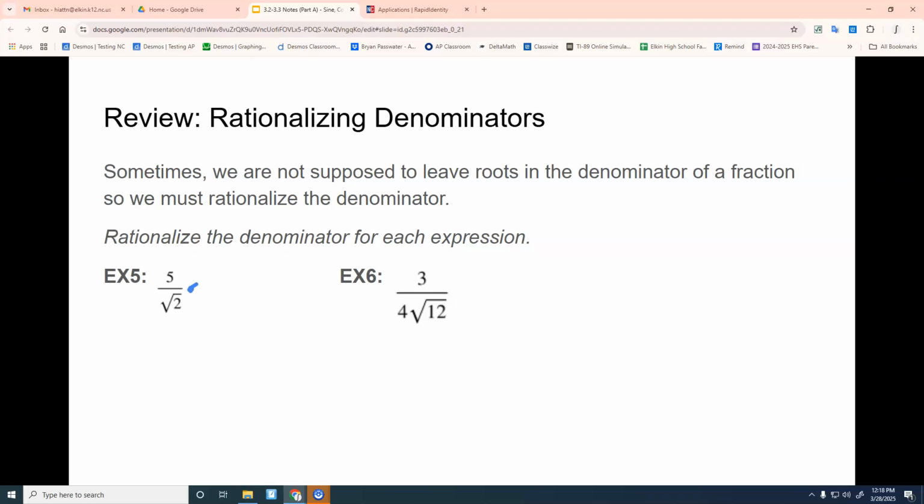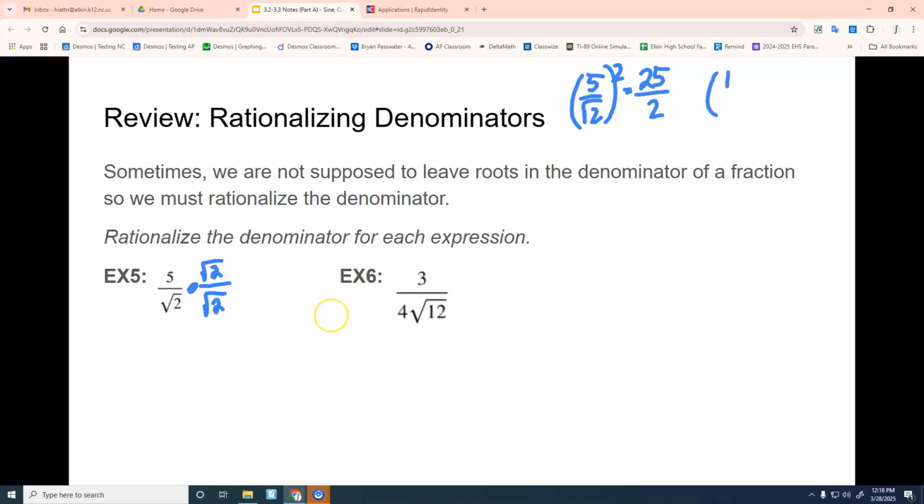Yes, I can multiply by the square root of 2 as long as I also multiply by the square root of 2 on top. Were some of you thinking I should square it? Let's talk about why we can't square it. If I squared 5 over square root of 2, I would get 25 over 2, right? Because I'd square a square root and it would go away. 25 over 2 does not equal 5 over square root of 2.